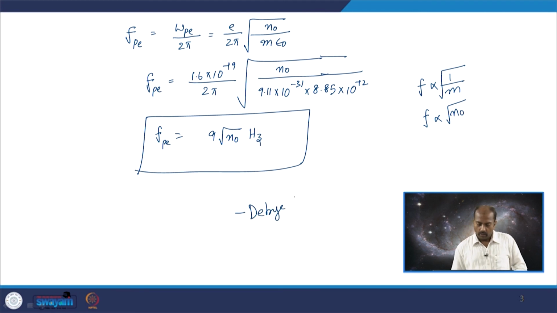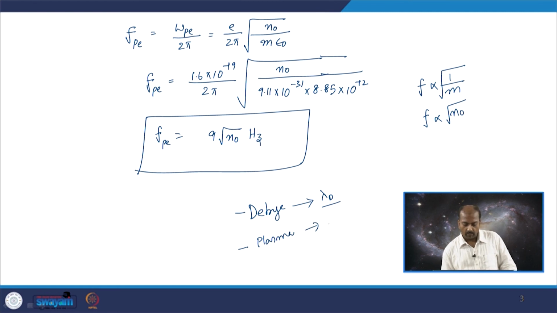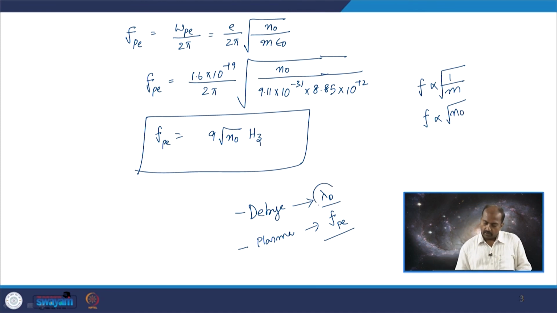Now, Debye shielding has given us a length dimension lambda d, and the plasma frequency has given a frequency term which we call FPE. In addition to this, using lambda d as the length dimension, we can also define a parameter called capital lambda d, which is called the plasma parameter.